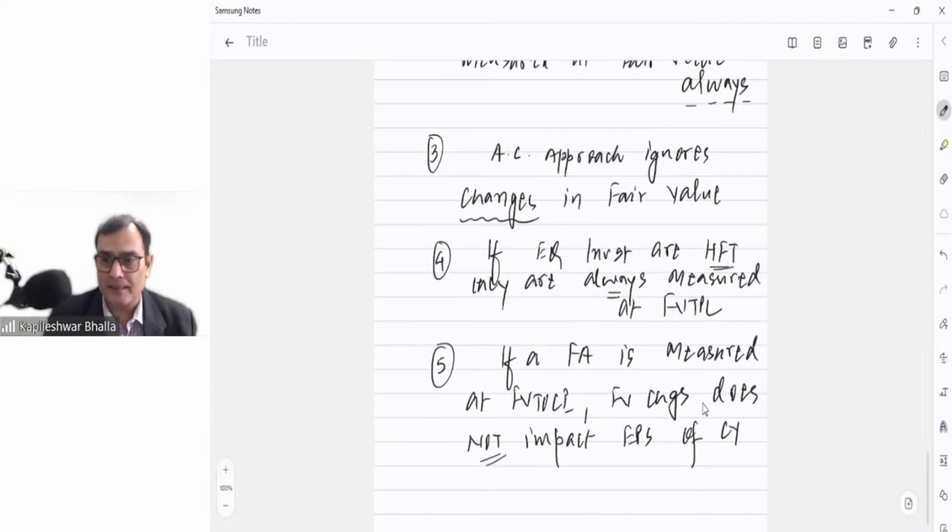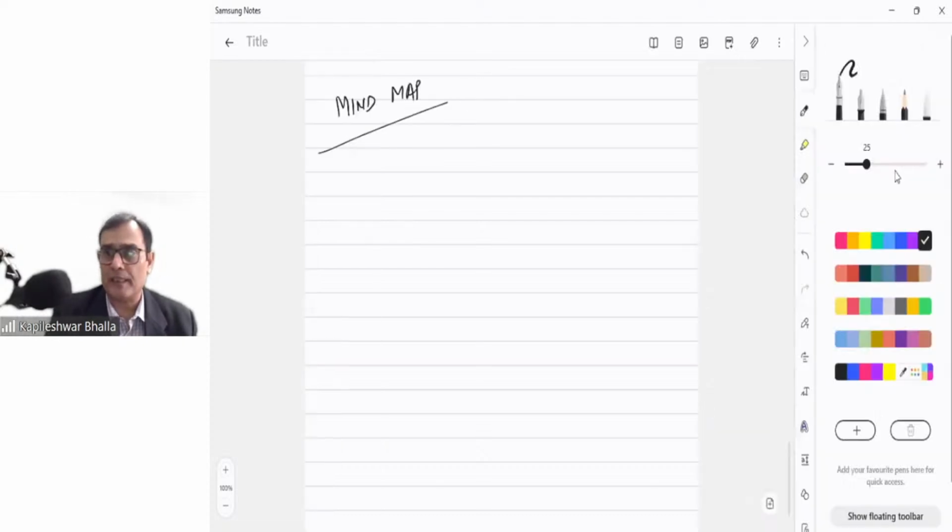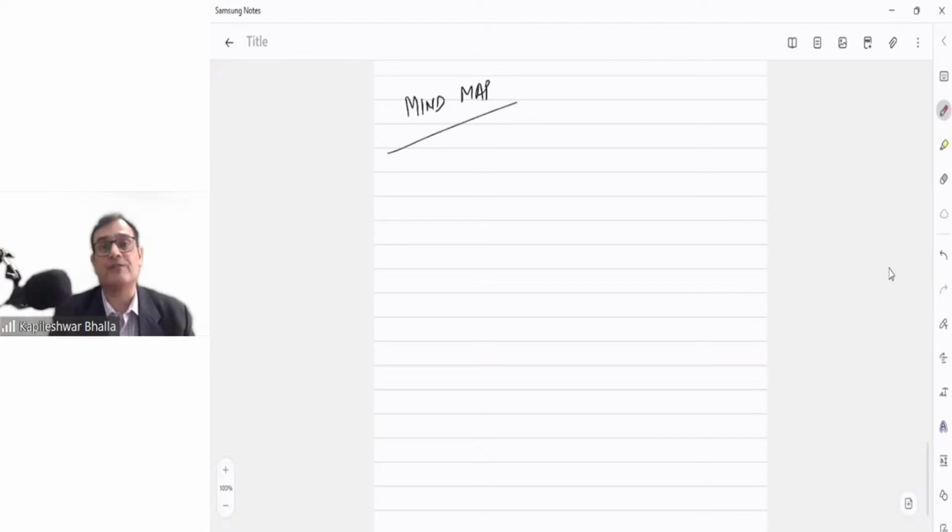Okay, now let's take it further. Before we end for the day, let's look at a quick mind map of what we have learned today. The first thing I gave you today was the special issue relating to compound financial instruments. I think that doesn't need much mind mapping. There are only 2-3 important agendas I gave you for the day. I gave you a total of 3 things which you need to keep in mind.